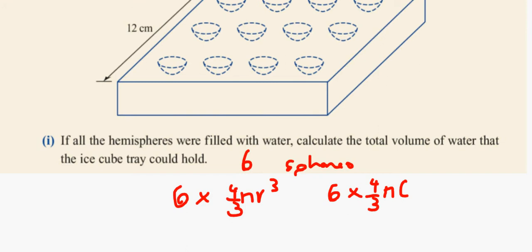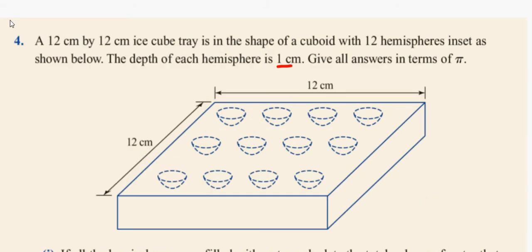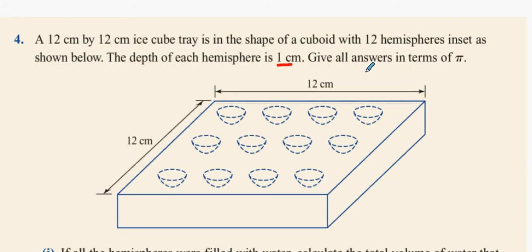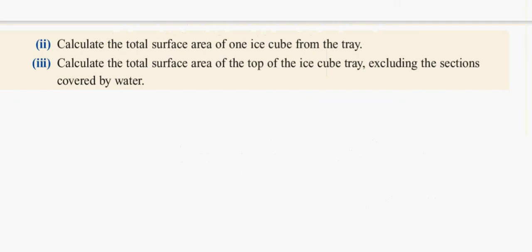1, so 1 cubed. Do I have to use a certain pi value? No, it says give all answers in terms of pi. So somebody throw that into the calculator for me and give me the answer really quick. Pretty sure it's 8 pi. Yeah, 8 pi centimeters cubed. Is that okay? Move on to part 2.